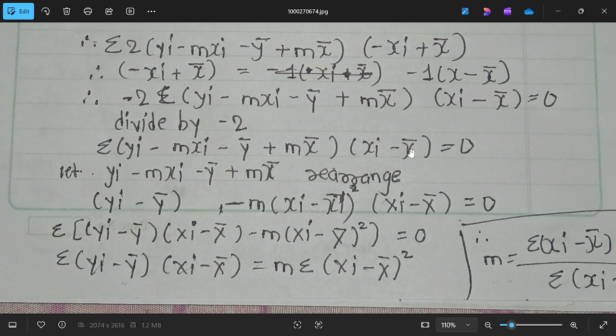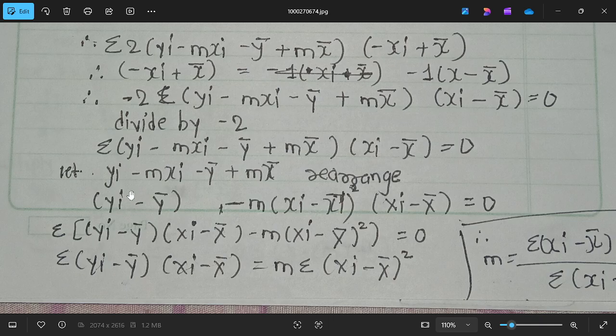Now what we are going to do is take the inner function, or the u, and rearrange it. So we take yi minus y bar in one bracket, and take the minus m and this m commonly out of the bracket, with xi minus x bar in the bracket, and this as it is.